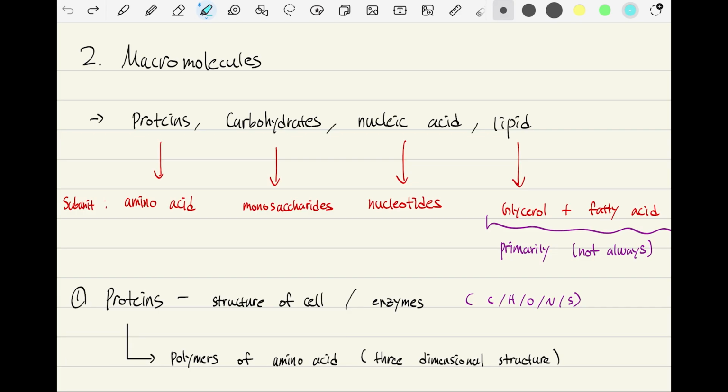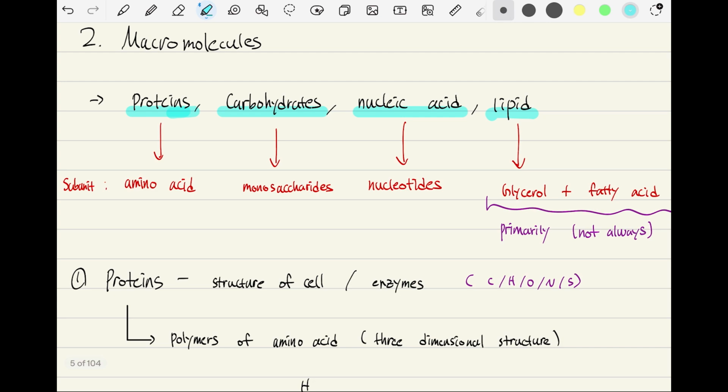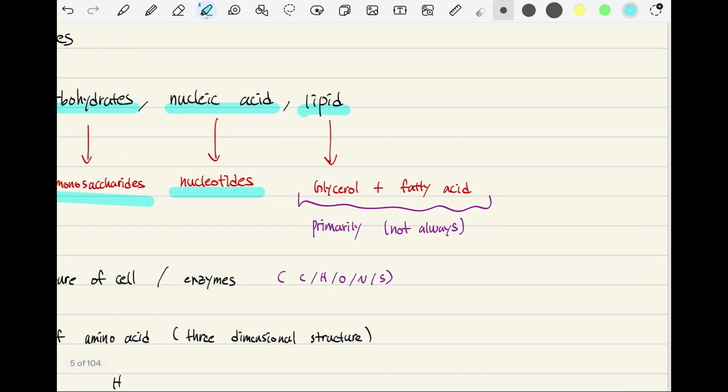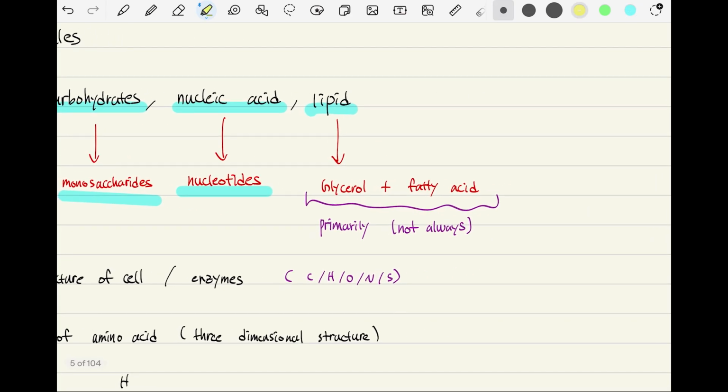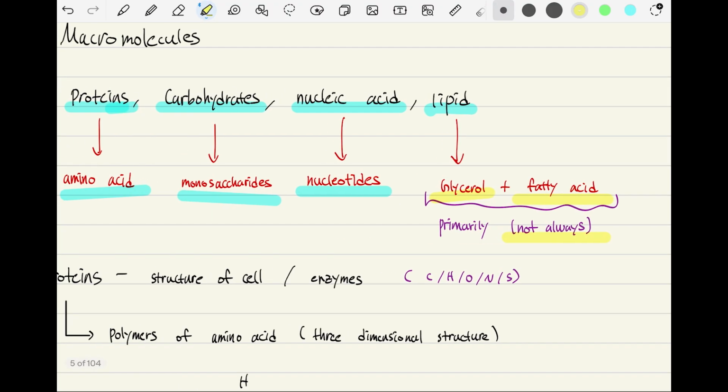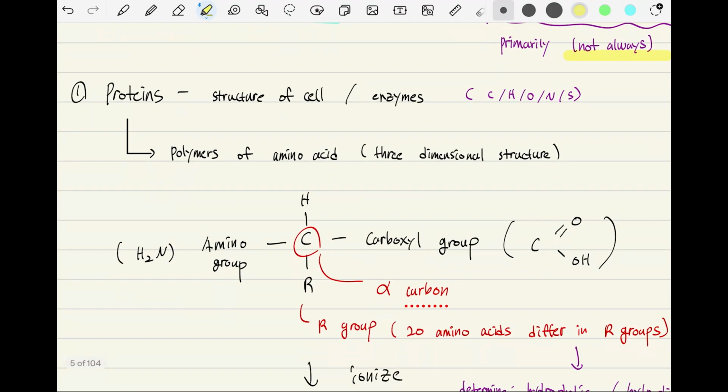In AP Bio, there are four big macromolecules. The four are proteins, carbohydrates, nucleic acids, and lipids. Let's look at their subunits. Proteins are made of amino acids. Carbohydrates are made of monosaccharides. Nucleic acids are made of nucleotides, and lipids are usually made of glycerol and fatty acids, but they are not always made of these, so you gotta be careful.